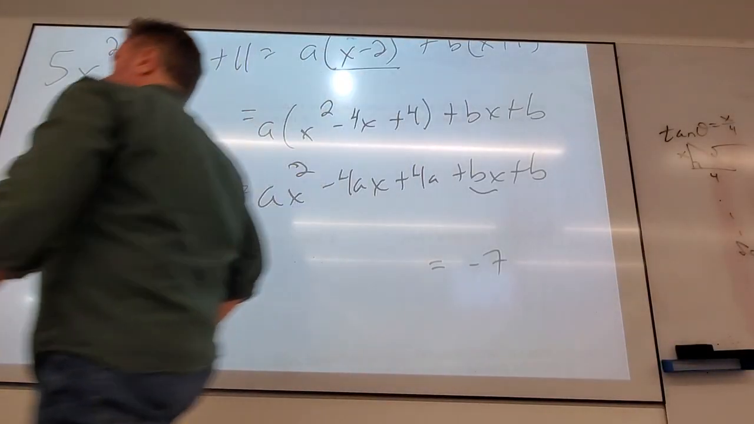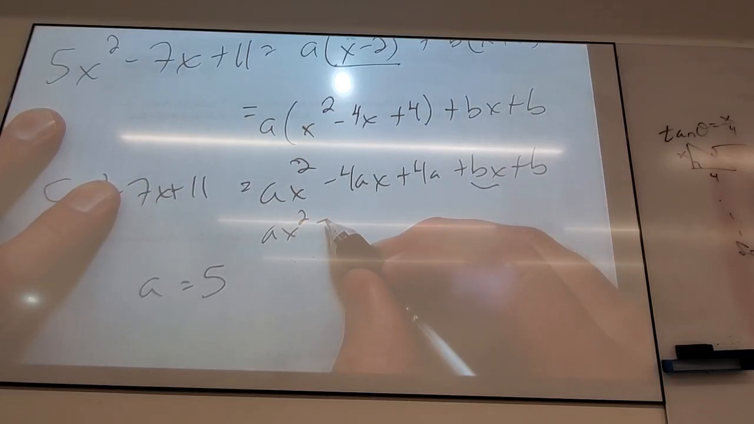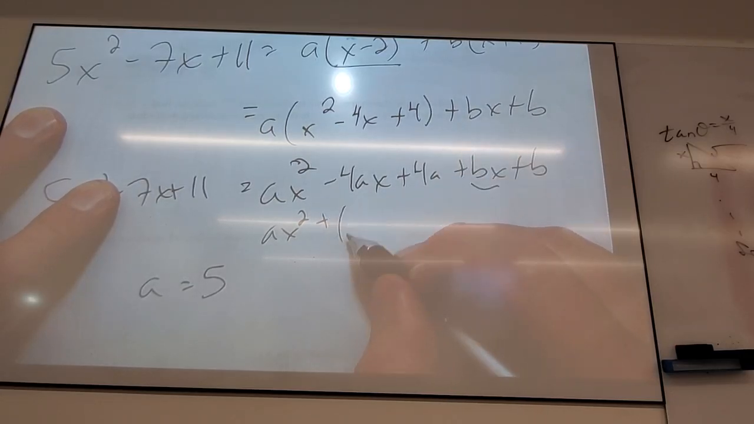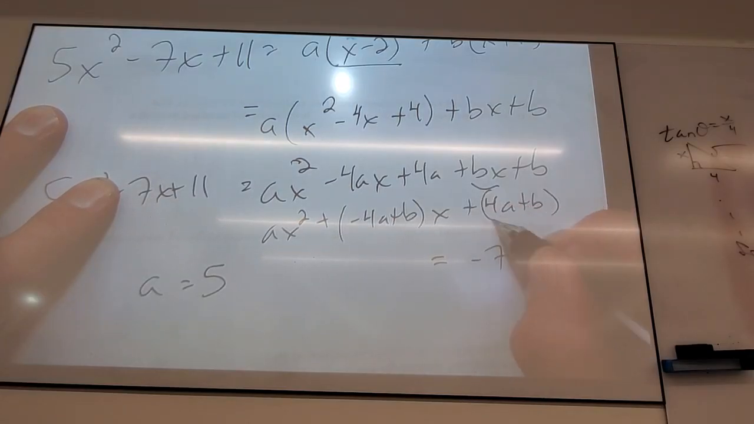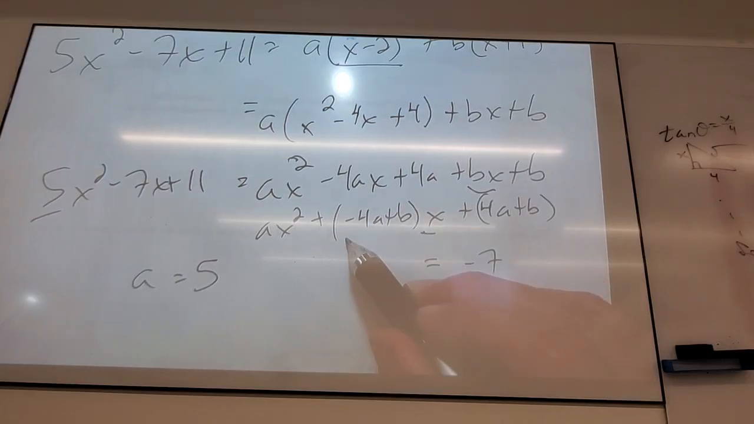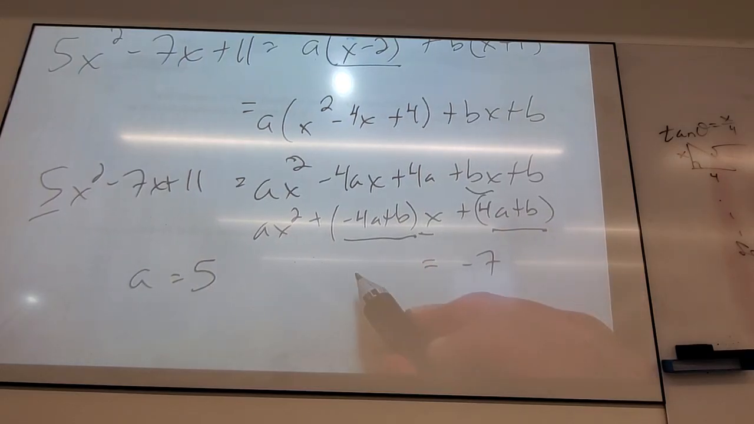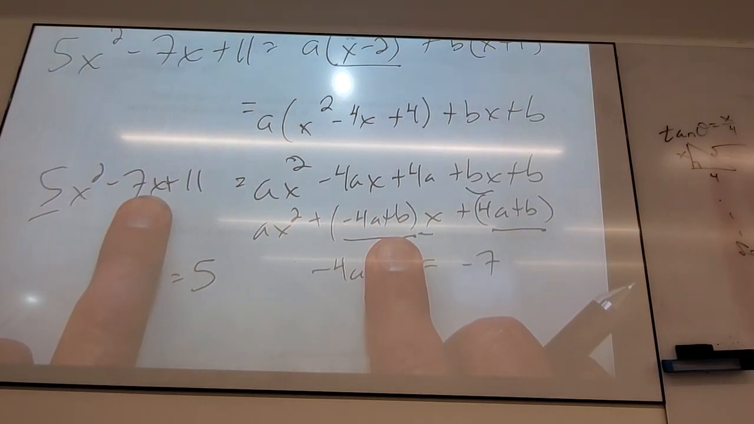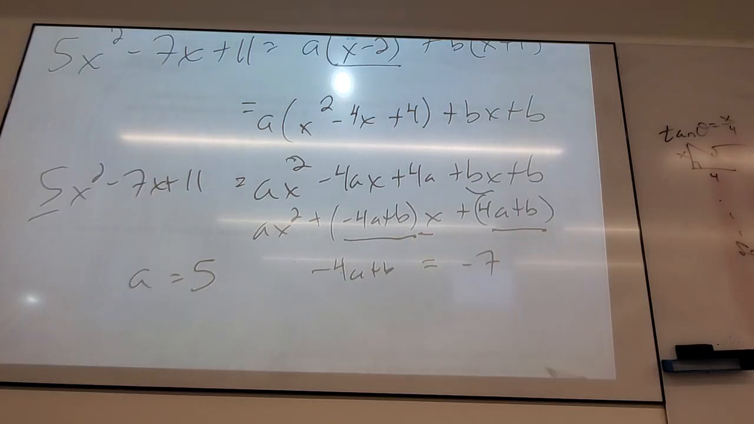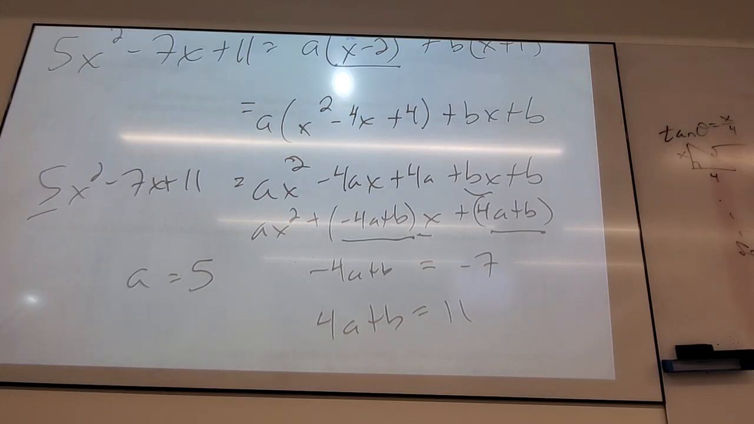If you wanted to, you could even rewrite this and collect my x's and add their coefficients. Collect my numbers, yes. So what must negative 4a plus b equal? It must equal negative 7, because that's what's in front of the x on this side, yes? And what must 4a plus b equal? 11. Kick ass. Now, does anyone see something really, really nice?